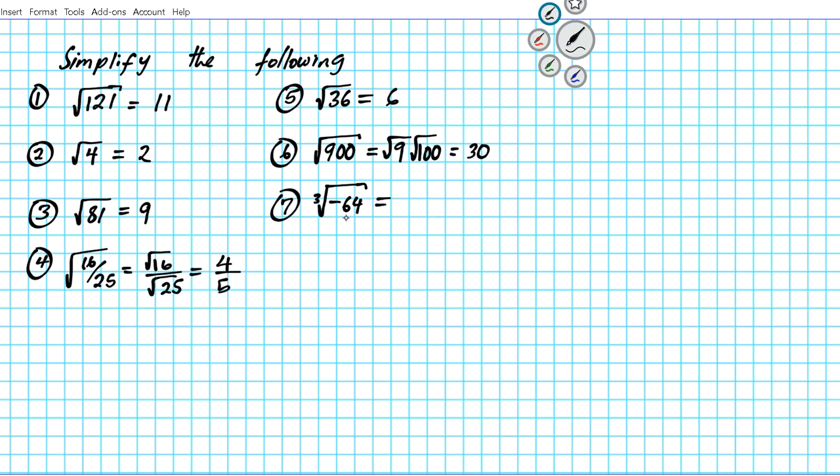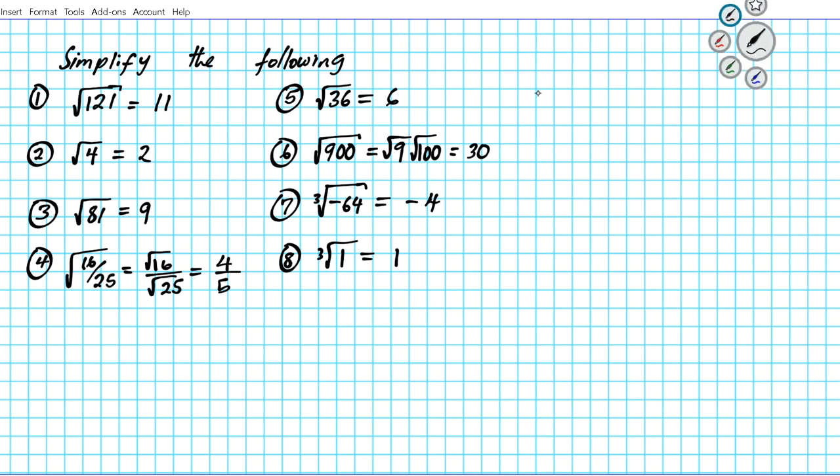All right, and whenever you take the cube root of a negative number, the negativity remains, so the cube root of 64 is just negative 4. Alrighty, number 8, what is the cube root of 1? Remember, 1 cubed is 1, so the cube root of 1 is also 1.